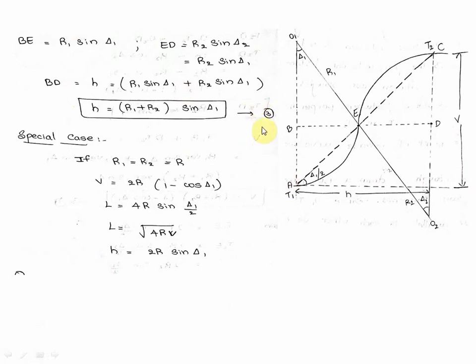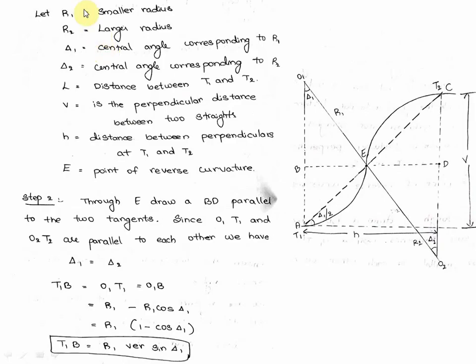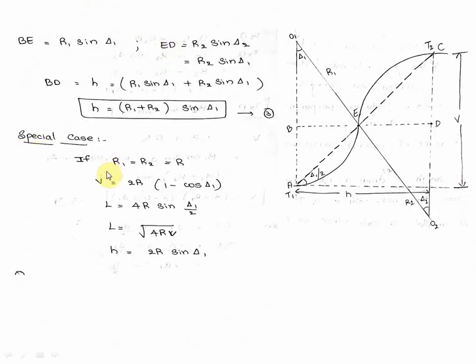So now a special case. Till now we have solved this derivation with r1 as the smaller radius and r2 as the bigger radius, correct? In the beginning only we considered r1 as smaller radius, r2 as larger radius. The special case is when r1 and r2 are the same, that is r1 equal to r2 equal to r. In that case v equal to 2r into bracket 1 minus cos delta 1, and L, the L equal to this T1 and T2. This L equal to 4R sine delta 1 by 2.